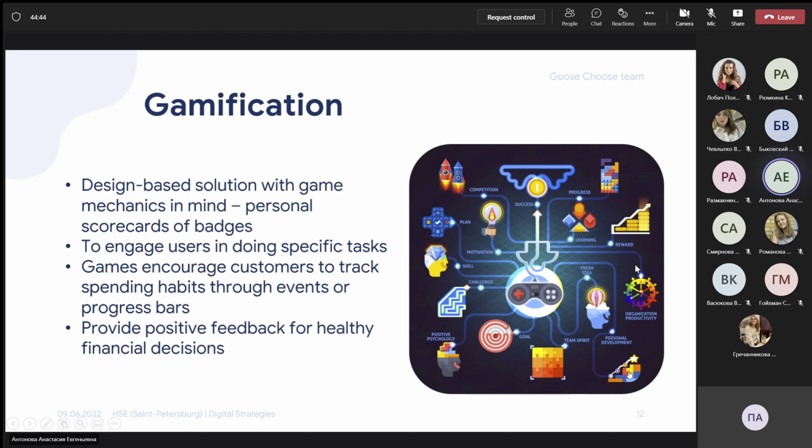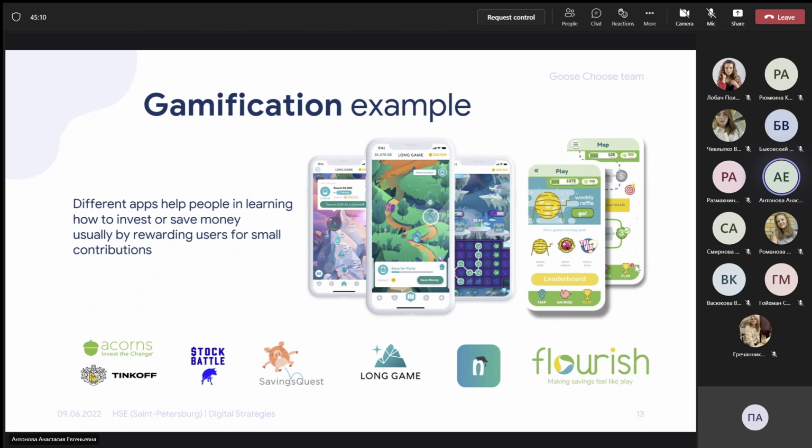And let's talk about gamification. Financial institutions have started to gamify their products and services. Gamification is a design-based solution with game mechanics in mind, such as personal scorecards or badges, to engage users in doing specific tasks. These games encourage customers to track spending habits through events or progress bars while providing positive feedback for healthy financial decisions. Let's take a look at the gamification examples.